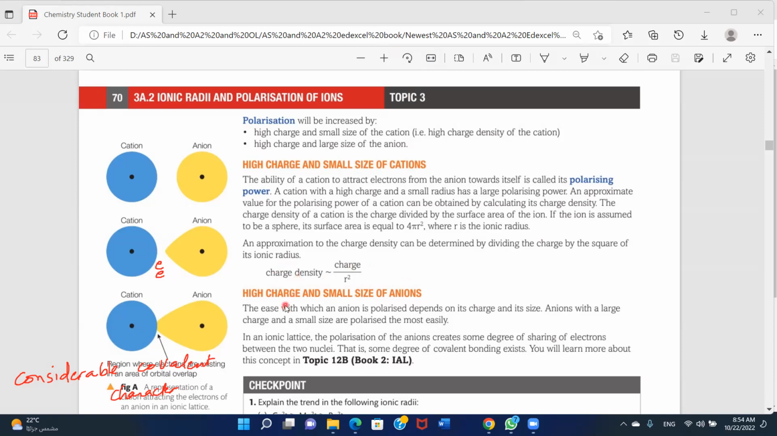Also, as we said, the higher the charge on the negative ion, and this is the high charge and bigger radius for anions. It's not a small radius.